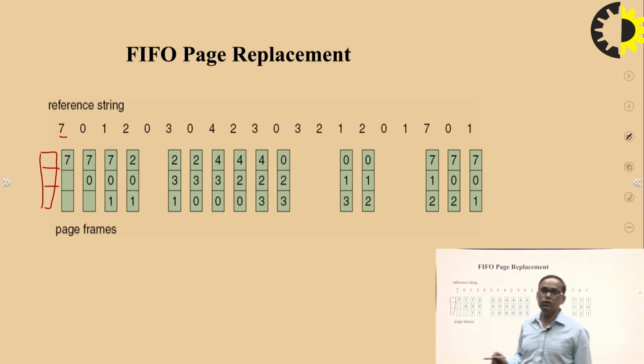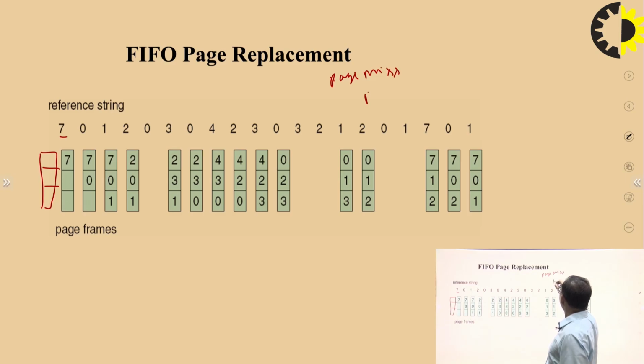So there are two concepts, page miss and page hit. If the page referred by the CPU is not present in main memory, then this is counted as a page miss. And if the page referred by the CPU is available in main memory, then this is known as a page hit. So if not available, then it is a page miss or page fault. We can say that a page fault occurs if the page referred by the CPU is not present.